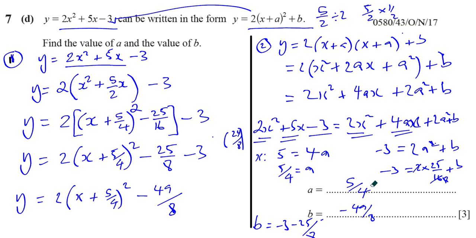So there we have the answer for this question done in 2 different ways. One using completing the square, and one by doing the reverse, expanding what they gave us and making it look like the given form, and then comparing the coefficients of x squared, x, and the constant to find what a and b are. Okay, that's the answer to that question done.